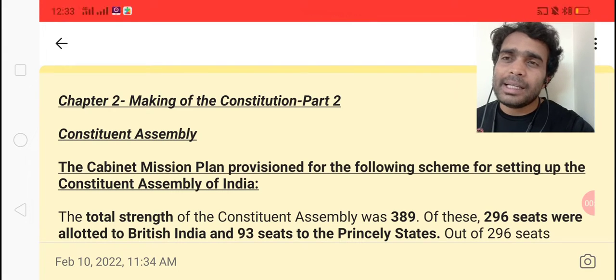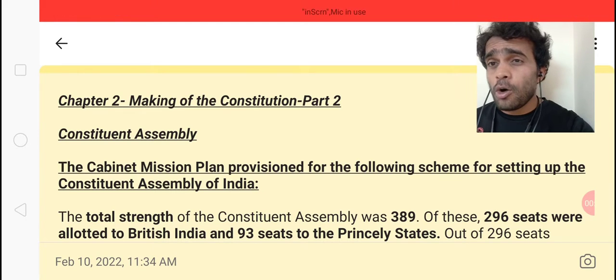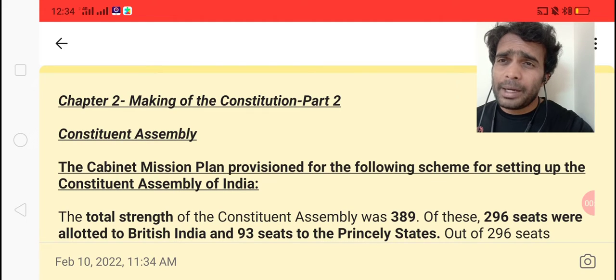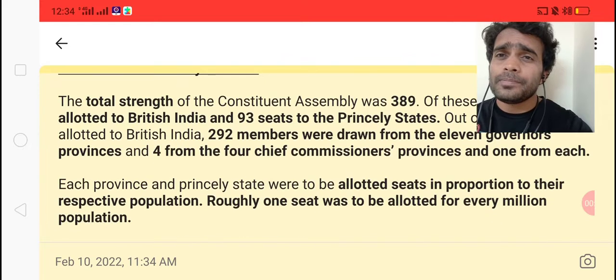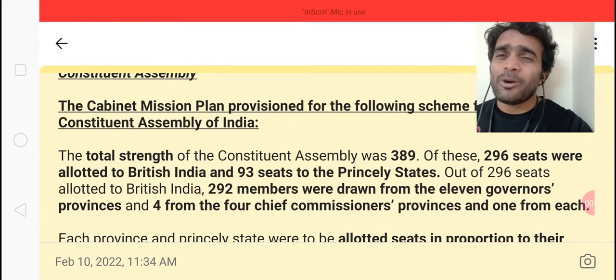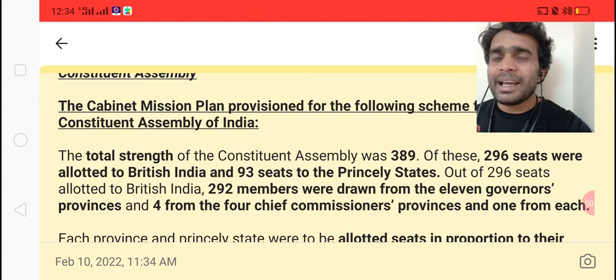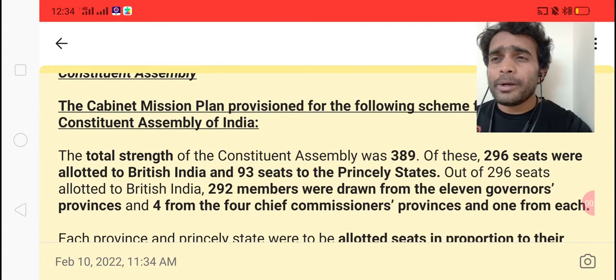We all studied in the last video that the Cabinet Mission Plan came to India in 1946 to facilitate forming the Constituent Assembly to make the Constitution of India. So let us see what were the provisions in the Cabinet Mission Plan for setting up the Constituent Assembly of India. So what was the strength? The total strength of the Constituent Assembly was 389. So where did these 389 members come from? Of these, 296 seats were allotted to British India and 93 seats to the princely states.